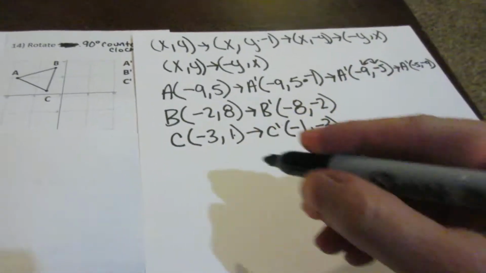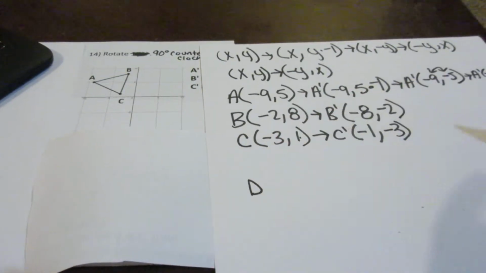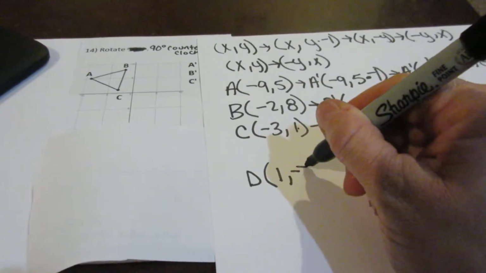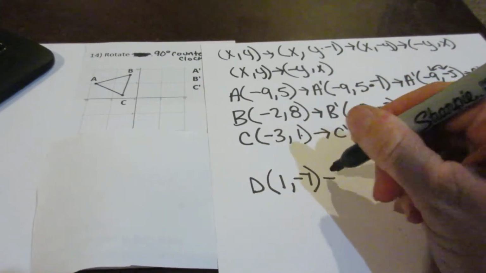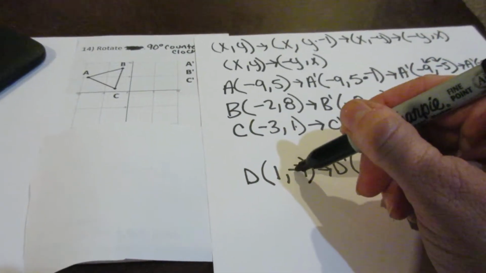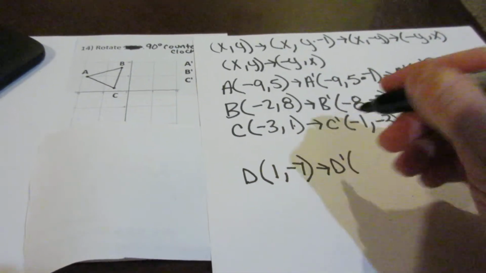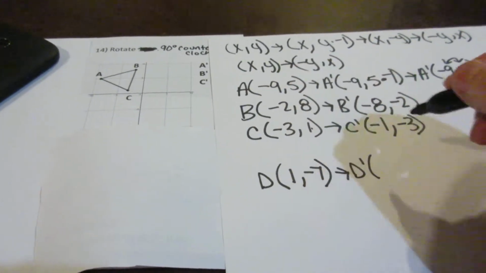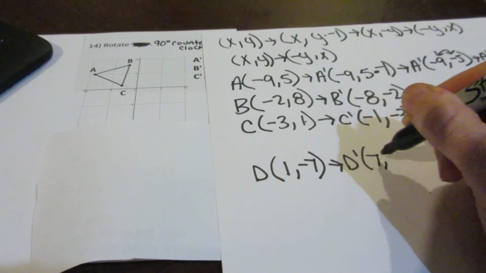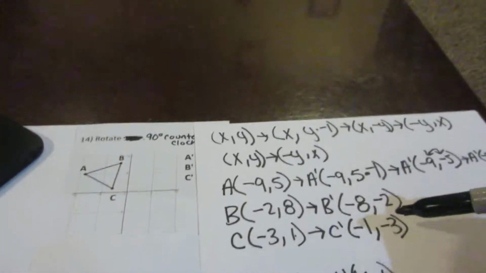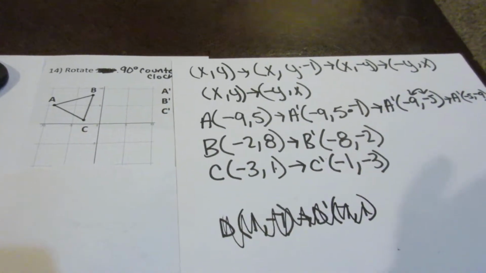And just really quickly, we don't have a point D, but I'm going to show you this very quickly just to make sure that we're clear. If point D was (1, -7), and D prime, then this -7 would be multiplied by -1 and it will become positive. So even though this says -y up here, it's going to flip the sign every time. So that will become (7, 1). But that was just an example, and we're still going to be working with these points up here.